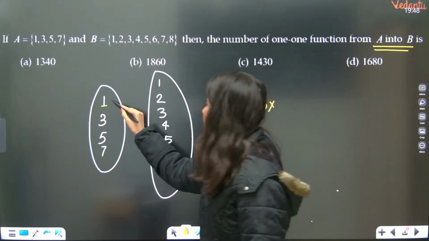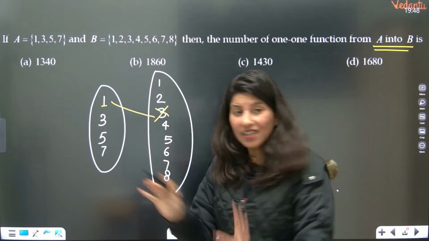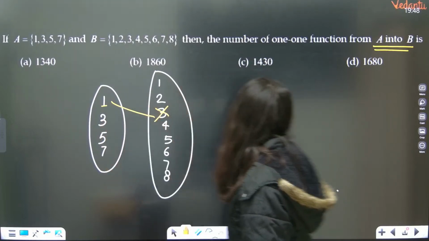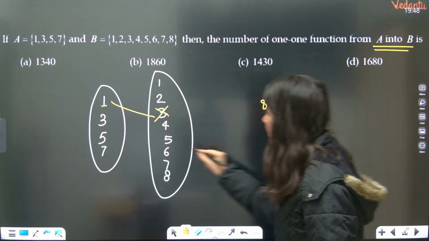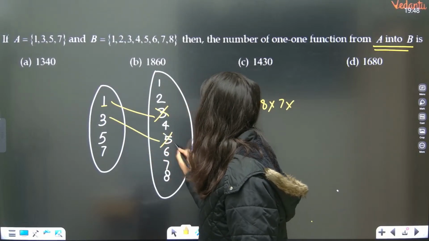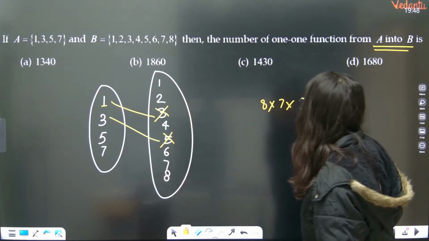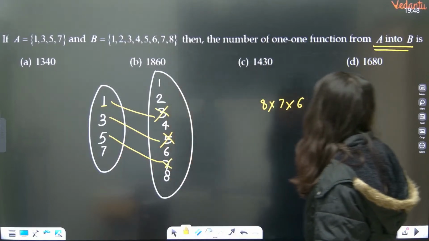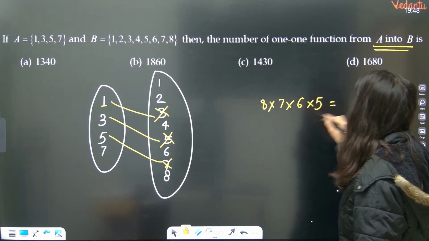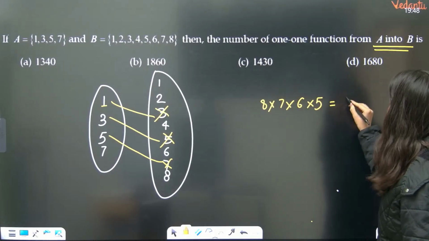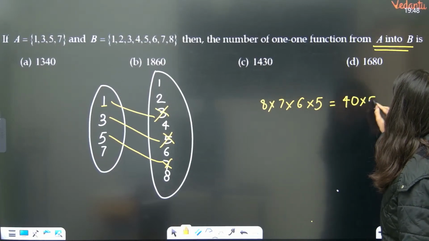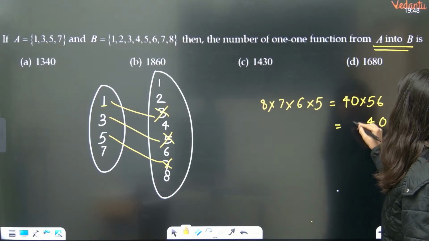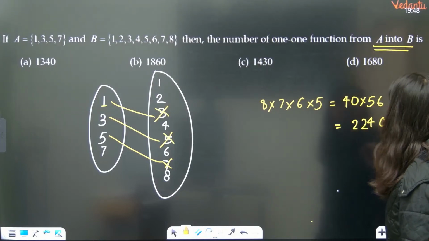Now if suppose 1 is connected with 3, so now 3 is gone. Now remaining, this 3 is having how many options? 7 options. Suppose 3 is connected with 5. Now 5 has how many options? 6 options. Suppose 5 is connected with 7, and last 7 is having 5 options. So your correct answer is 8 5s are 40, into 56. 6 4s are 24.